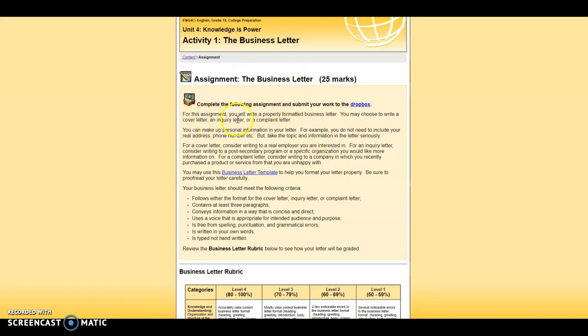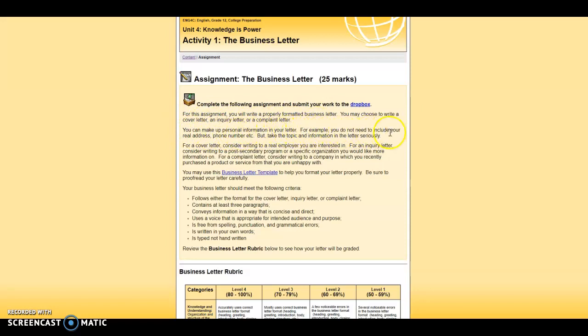And so it says, for this assignment, you will write a properly formatted business letter. You may choose to write a cover letter, an inquiry letter, or a complaint letter. It's your choice. Choose one of the three. You don't have to write all three. Choose one. Okay?